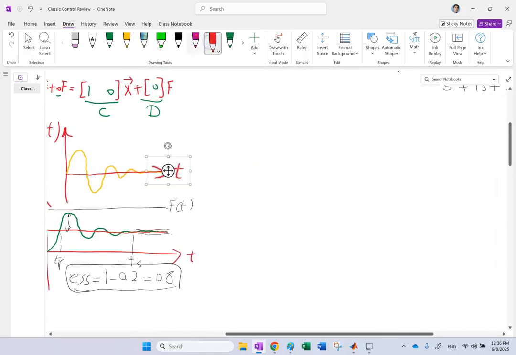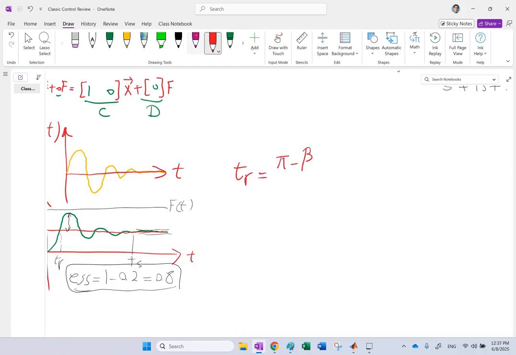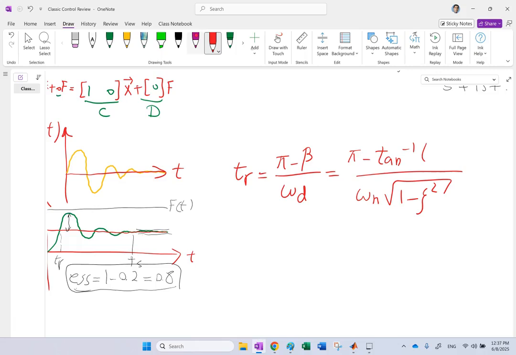So what are they? The rise time, if you know the formula for it, is pi minus some angle beta divided by omega d. What is omega d? What is beta? So beta is tangent inverse of, and omega d is omega n times this. Beta is the angle of the complex poles here, which is tangent inverse of that same square root over zeta. So it is this one. If you plug in the values of omega n and zeta for this system, you can get your rise time.